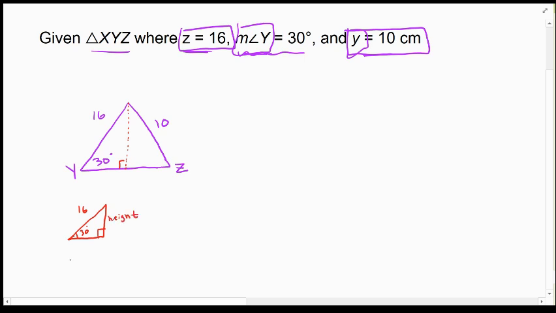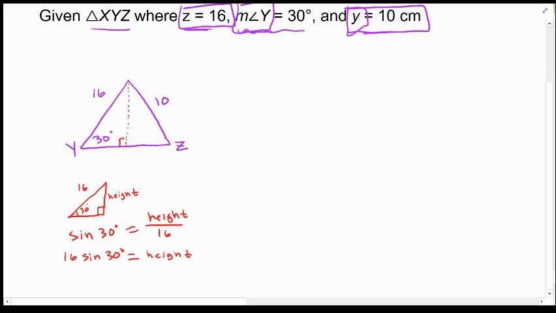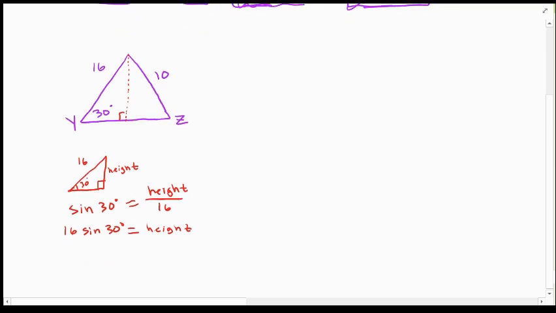To do that, I know that sine of an angle is equal to its opposite, which in this case is the height, over the hypotenuse of this right triangle that I've created, which is 16. So my height is just going to be equal to 16 sine of 30 when I multiply 16 by both sides. You can plug this into a calculator, or if you know a lot about your 30-60-90 triangles, you're going to know that it's going to be half. So we end up getting our height, which is 8.